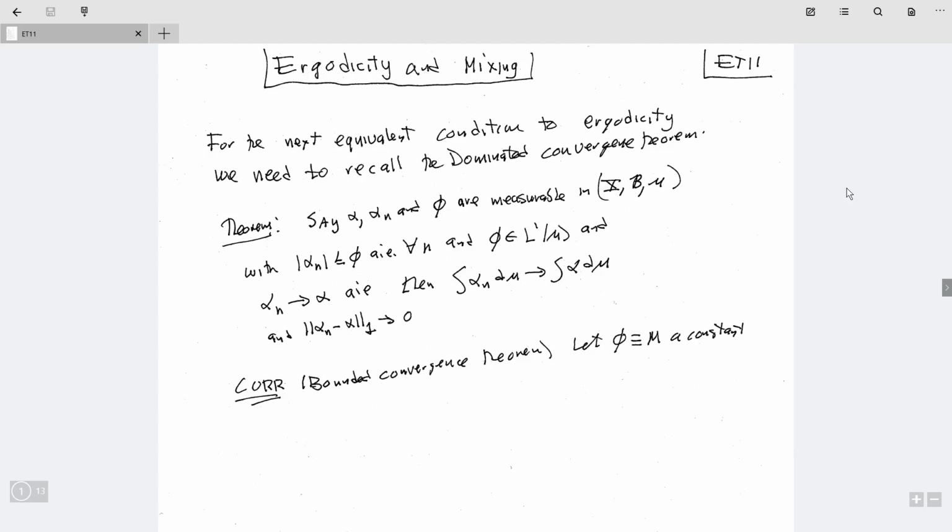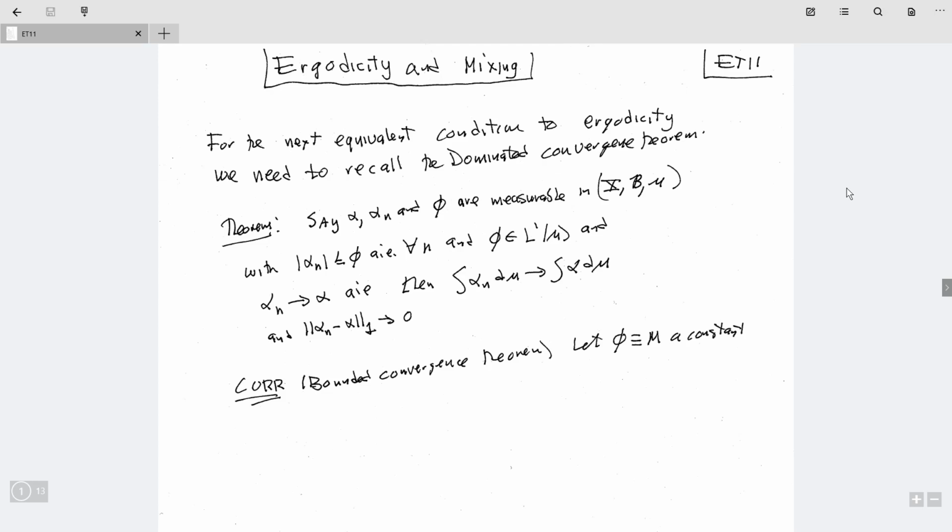So in this lecture we have one more condition that's equivalent to ergodicity, which is useful first in understanding ergodicity and also proving things are ergodic. And then we'll talk about what's called mixing, which is a stronger version of ergodicity. Well, that's not phrased very well. It's a stronger condition than ergodicity.